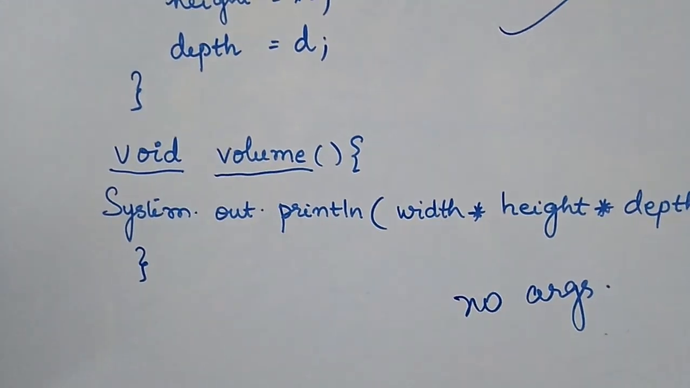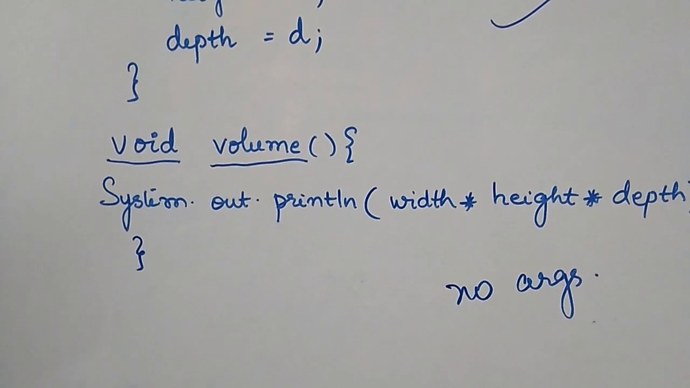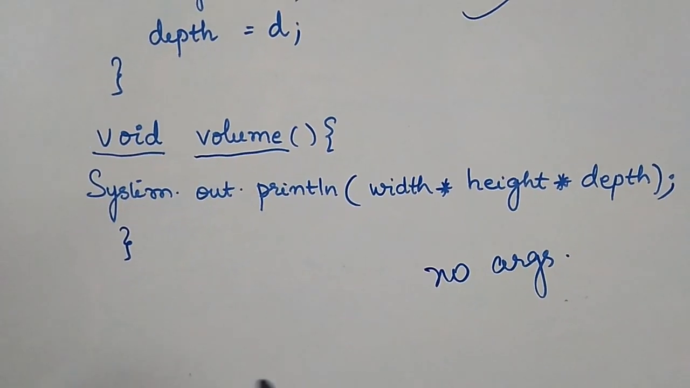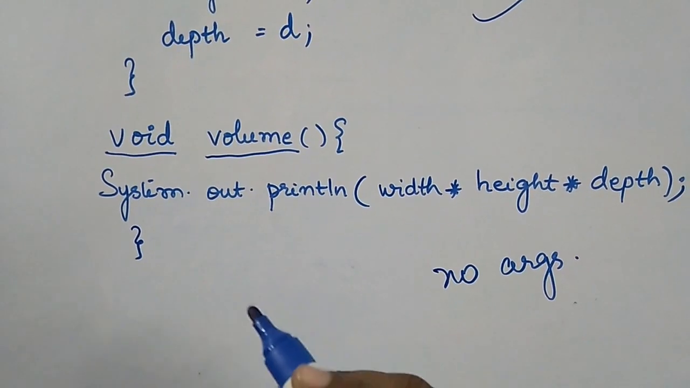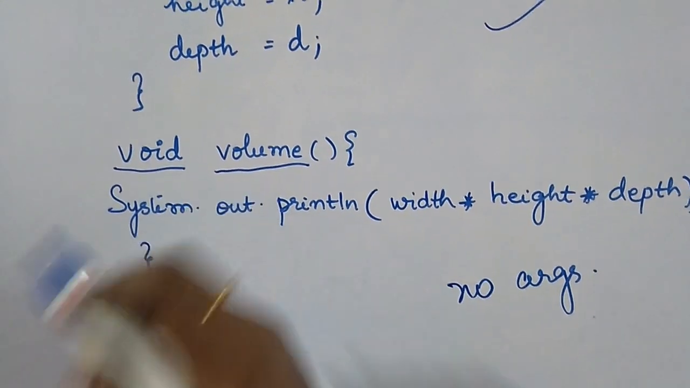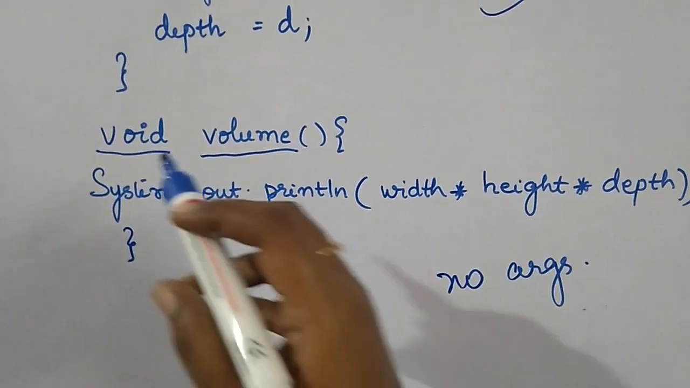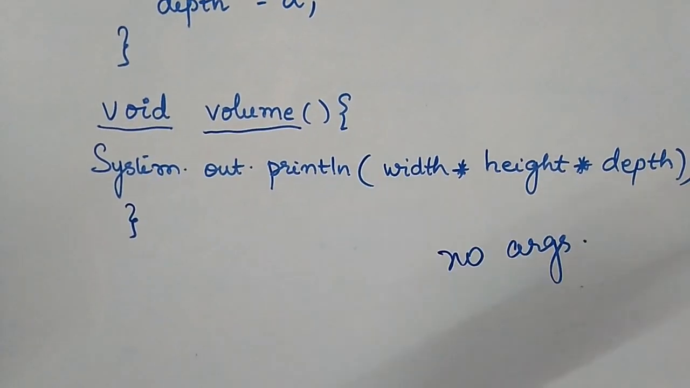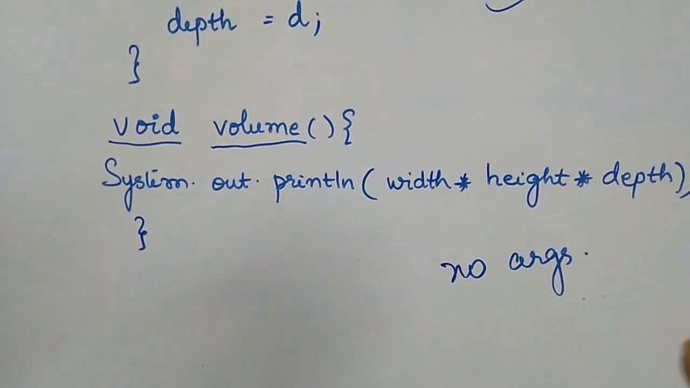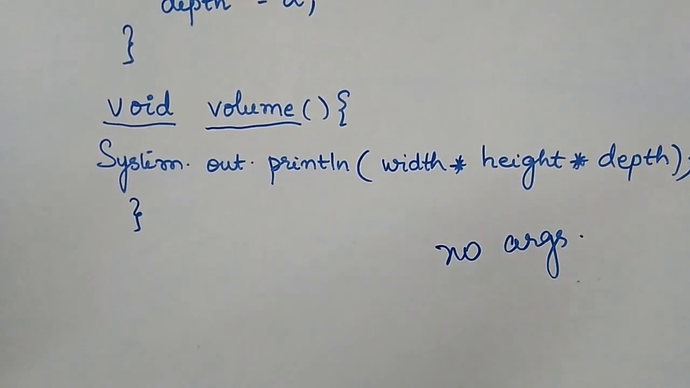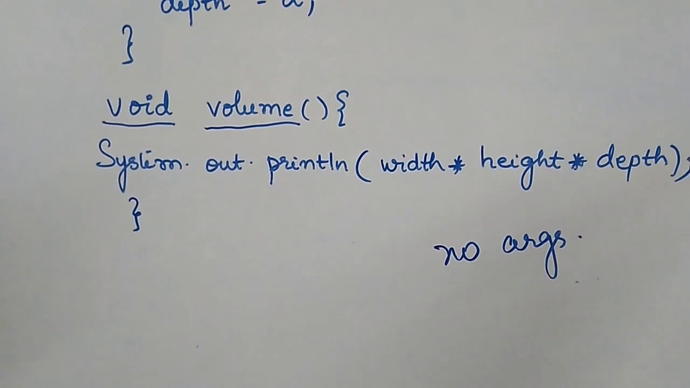And this is the return type of the method. The return type of the method has to be mentioned in Java. Since this method is not returning anything to the caller, we are making it void. If it is returning an integer, we'll make it int. If it is returning a double, we'll say double. This return type can be any of the primitive data types, and it can also be a String or a class type.